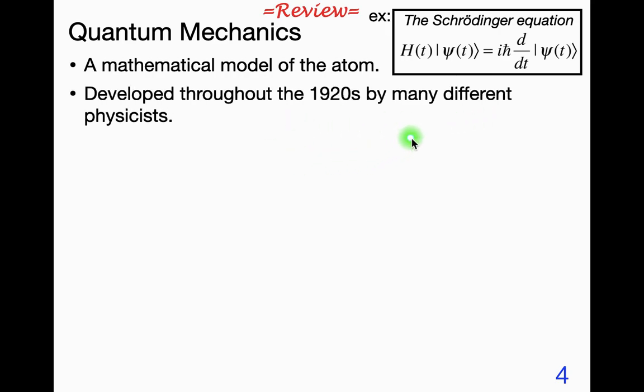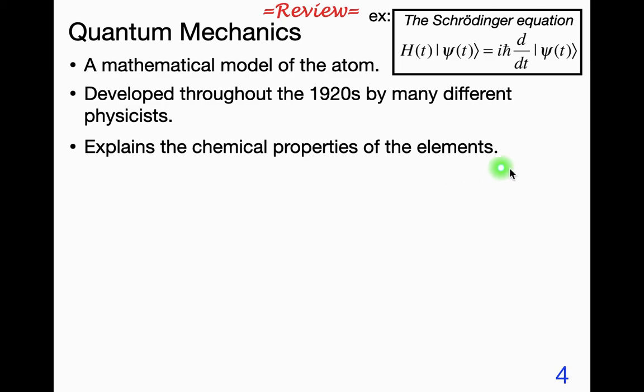Developed throughout the 1920s by many different physicists, many of whom you just saw. Explains the chemical properties of the elements. Now, this was huge. Before quantum mechanics, we had no idea why elements behaved the way they do chemically. Now, we had certainly come a long way in understanding the structure of an atom, the nucleus, and just that atoms exist at all. But as far as the chemical properties of the elements, nobody had any idea. Quantum mechanics explains it beautifully.